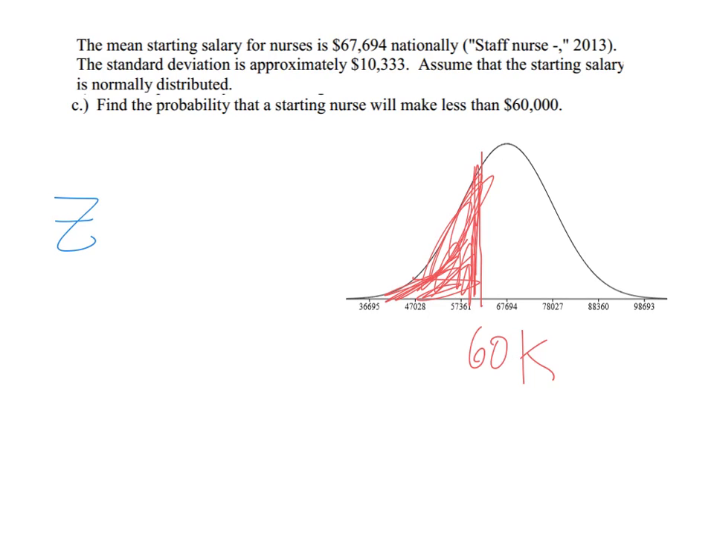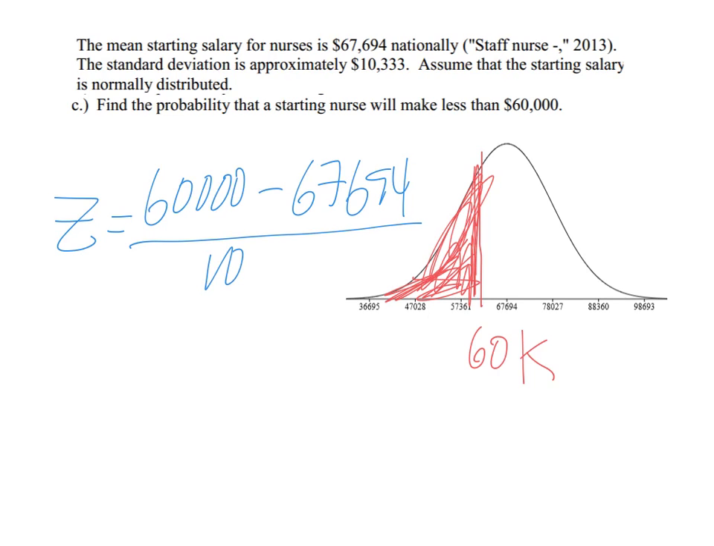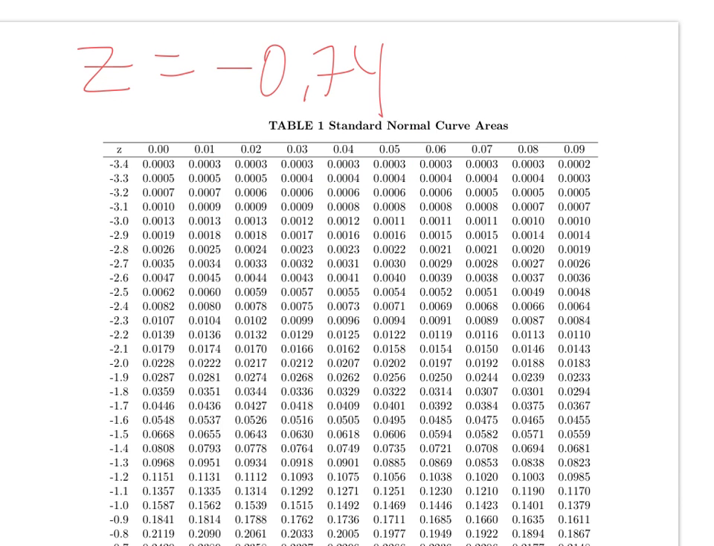So z, the number we're interested in is 60,000 minus the mean, divided by the standard deviation. Remember, you type those numbers in, subtract them, and divide by that answer. Remember to hit equals first. When I did this earlier, I came up with a z-score of negative 0.74. It makes sense that it's negative because it's below the mean.